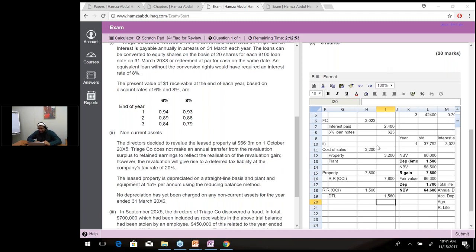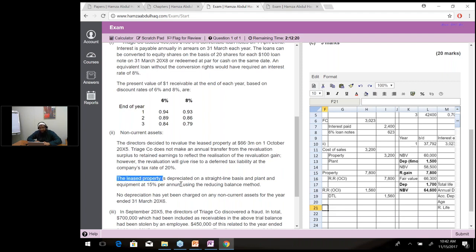Smita wants to know about 1560 again. Smita, the tax rate given in the question was 20%, and the question has said that the revaluation will give rise to a deferred tax liability at the company's tax rate of 20%. So this will result in a deferred tax liability. So I have credited deferred tax liability. Okay, good. Smita has already got this even before completing, even before my answer. That's good, Smita. Any other question from anyone else?